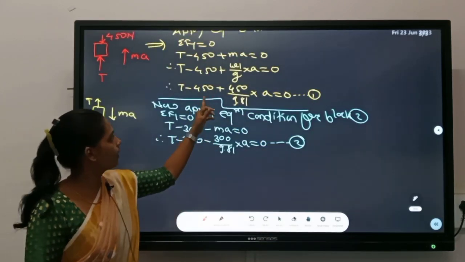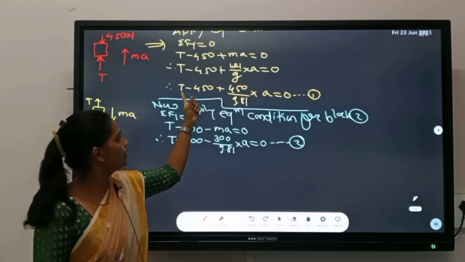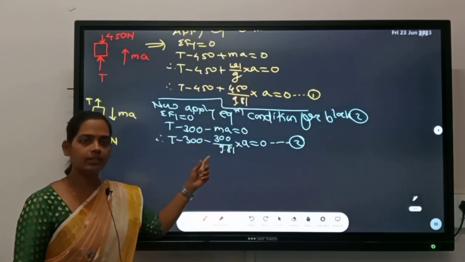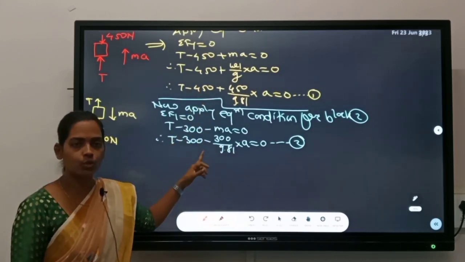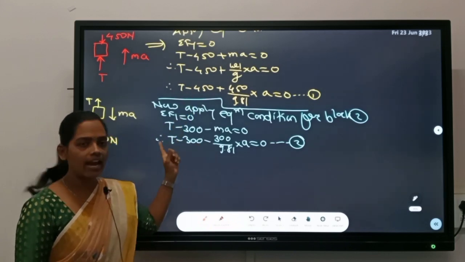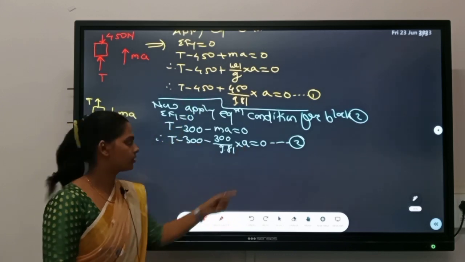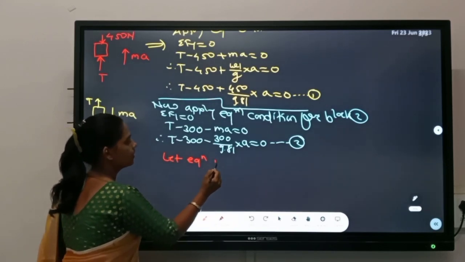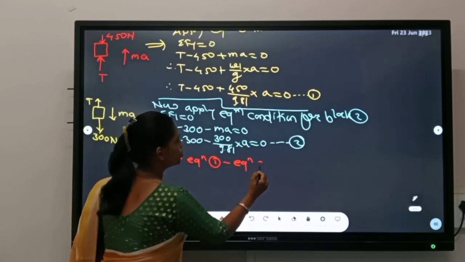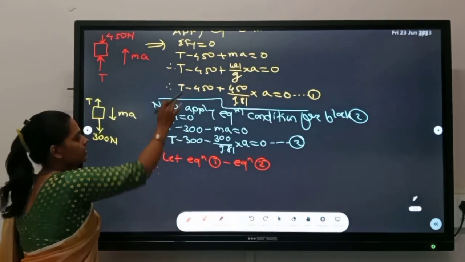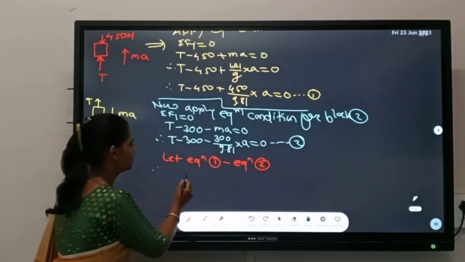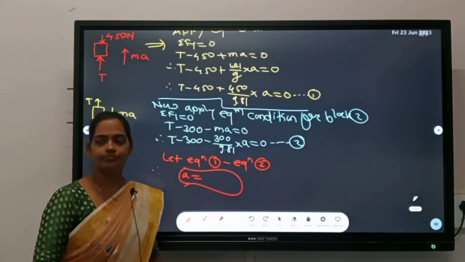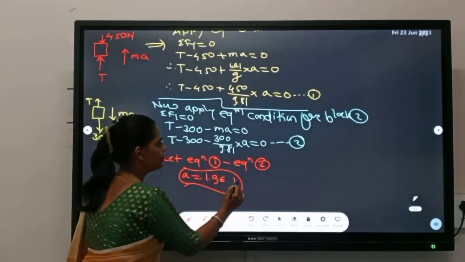Now observe equation number 1 and 2. Equation 1 is in terms of T and A, and equation 2 is also in terms of T and A. So what can be done? Suppose we do equation number 1 minus equation number 2, then T gets cancelled and you can calculate the value for acceleration. Therefore this T term gets cancelled. Then tell me the value for A. What is the value for acceleration? 1.96 meter per second square.